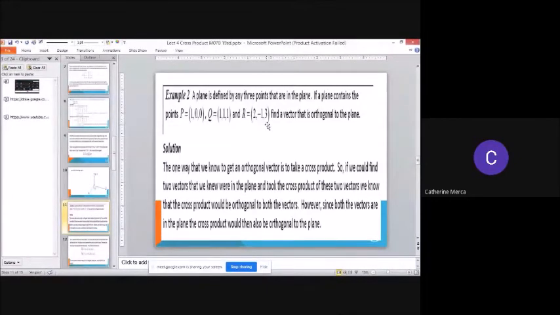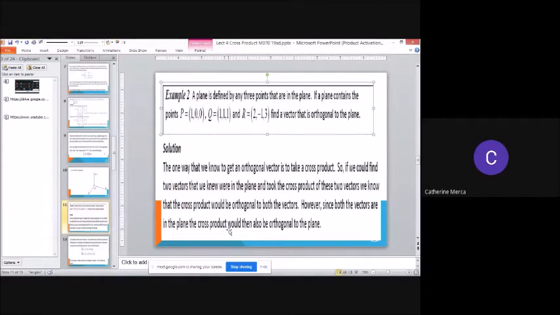And you're asked to find the vector that is orthogonal to this plane. Then, what are we going to do? You take the cross product of two vectors. If we could find two vectors in the plane and took the cross product, then the cross product would be orthogonal to these two vectors. Also, since both vectors are in the plane, the cross product will also be orthogonal to the plane.